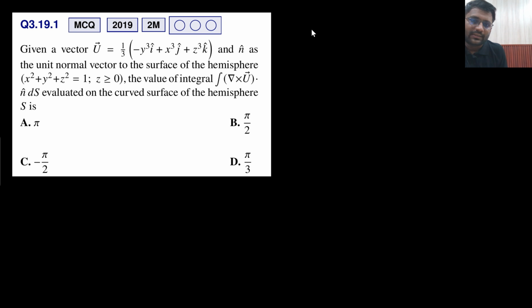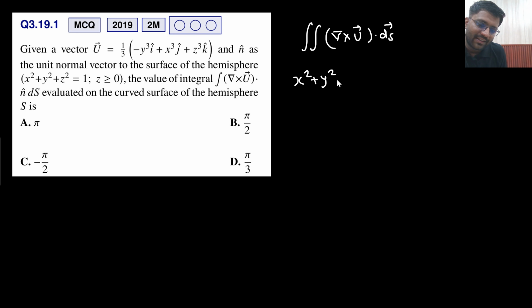Del cross U dot dS. What are they asking? Del cross U dot dS. Sir, if the hemisphere is also there, then my job is done. Hemisphere is there, you need to know about the hemisphere: x square plus y square plus z square equals 1, z greater than 0. Yes, the hemisphere is also there. We have seen this kind of question, no? It is just a revision, nothing else.